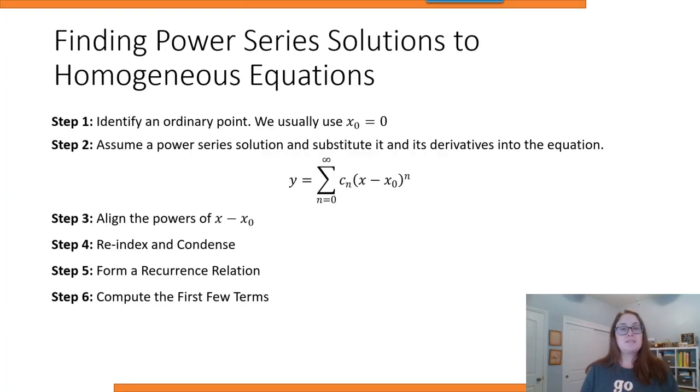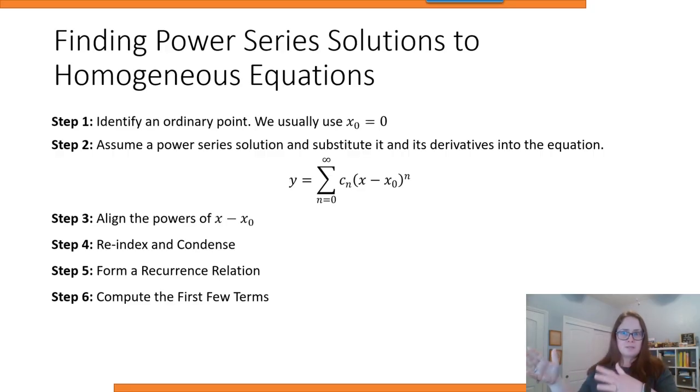Okay, so the process that we're going to use to find power series solutions to homogeneous differential equations is, first, we're going to make sure we're dealing with an ordinary point. Usually we're going to just go with x naught equals 0 unless you're given some other value specifically. And then we assume that we have a power series solution. So much like we did when we were dealing with characteristic equations, we said let y equal e to a power of x. Here we're going to say let y equal this power series. And then we'll take this power series and its derivatives and plug them into the differential equation.